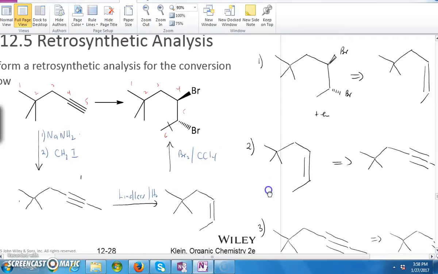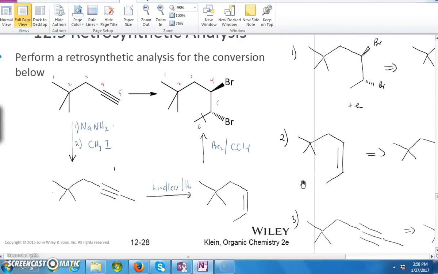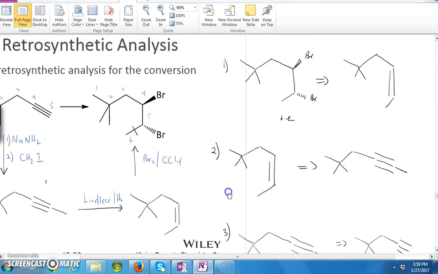Now look at this example here. I think it was an example I shared with you earlier. It said perform a retrosynthesis. Again, you have only the addition of one carbon. Only one carbon has been added. So we are working backwards. We always focus on the last step.